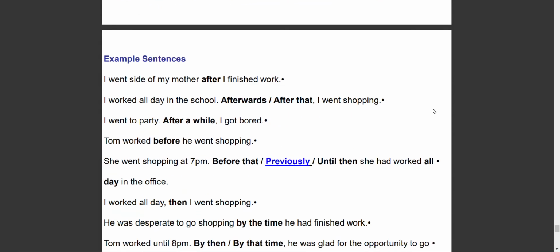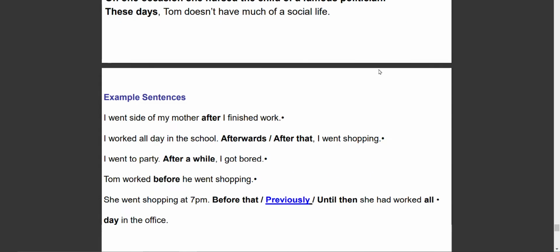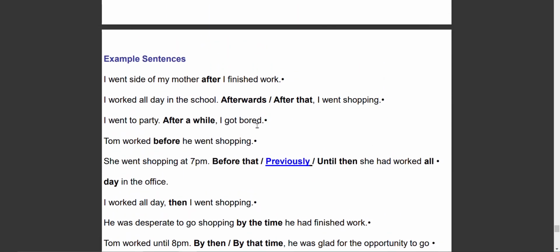Okay. Example sentence. I went to see my mother after. Right, after. هنا اللي بالبولز باللون الغامق هذه هي time expressions. Right, look at this result. I walked all day, then I went shopping. He was desperate to go shopping by the time.